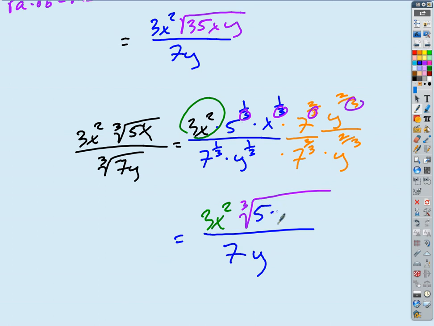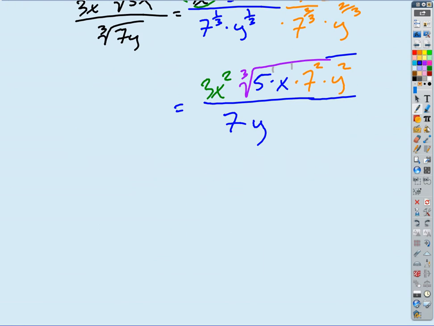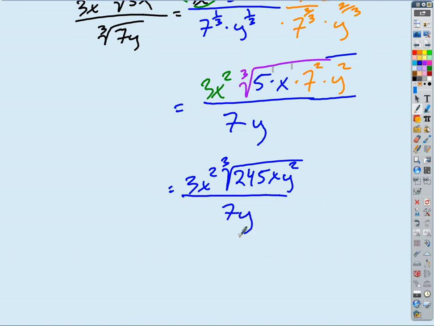Let's just do it this way. I've got 5 times x, and those are both to the 1, times 7 squared times y squared. Right? So then, what's that work out to be? Well, 7 squared is 49, times 5 is what, 245? Yeah. So I get 3x squared times the cube root of 245, x to the 1, y squared, divided by 7y. Okay?